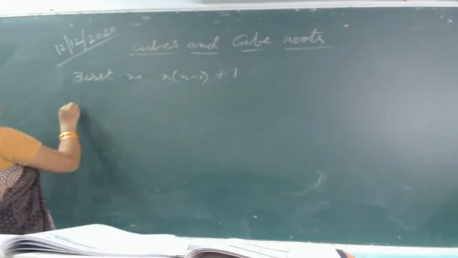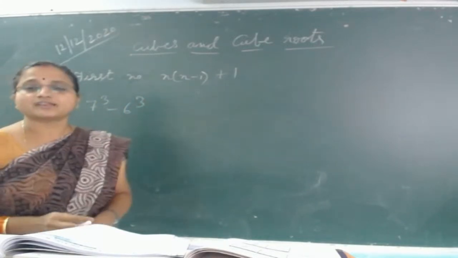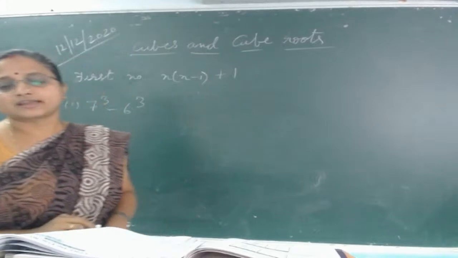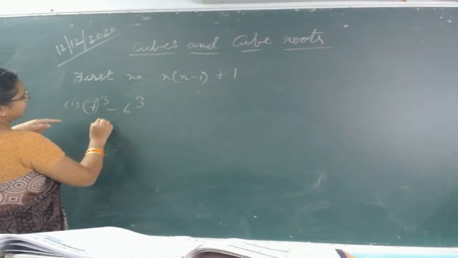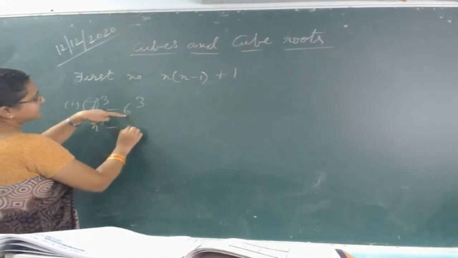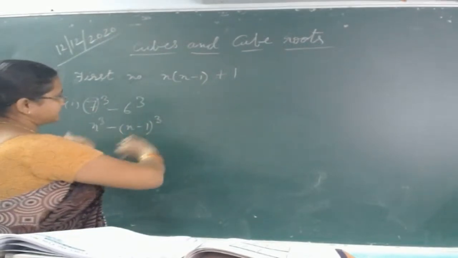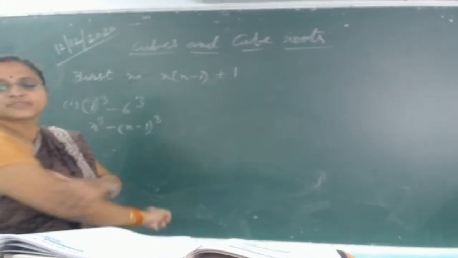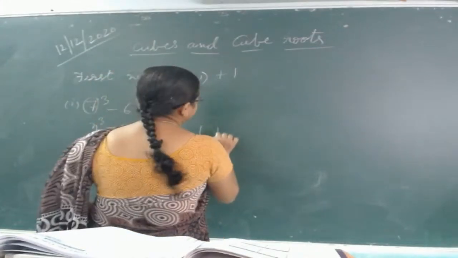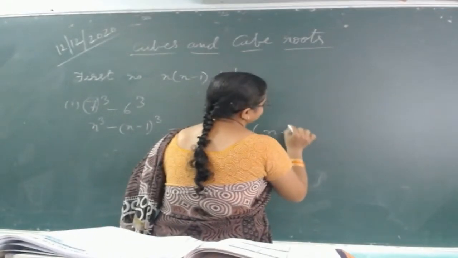That is, find out 7 cube minus 6 cube. How do we find the value of 7 cube minus 6 cube? In which form is it? See here, consider 7 as n cube, minus 6 as n minus 1 cube. Isn't it? Understand? If you expand this equation into expansion form, then you will get it as 1 plus n into n minus 1 into 3.